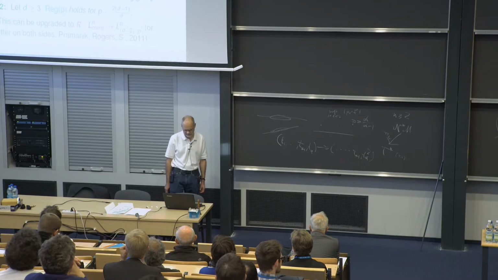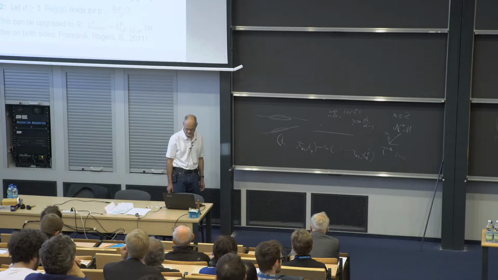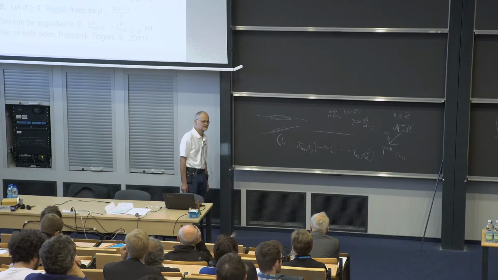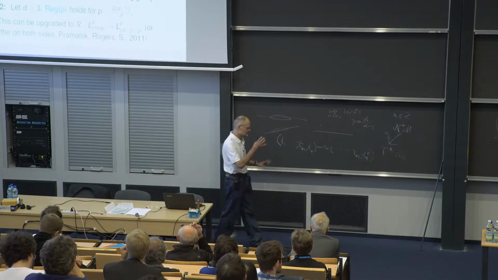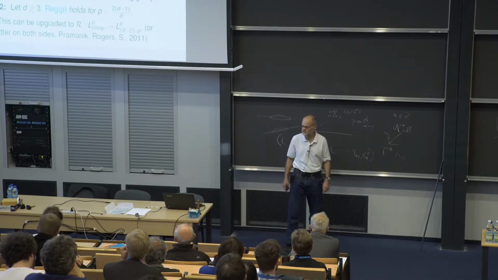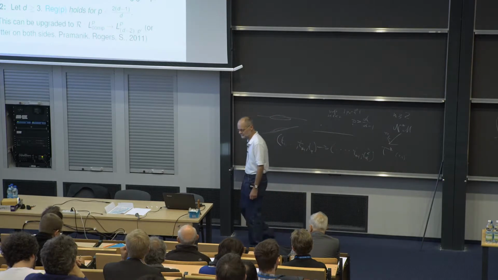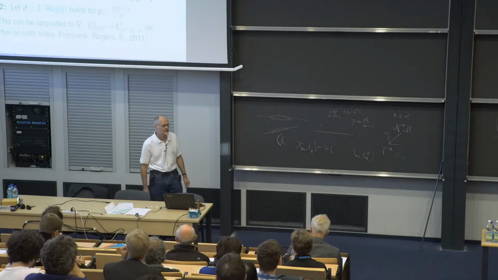Okay, so this regularity result that I want happens to hold for p less than 2 times d minus 1 over d, which I remember as the critical index for Bochner-Riesz in d minus 1 dimensions. So it happens to be that way. I'm not exactly sure why.